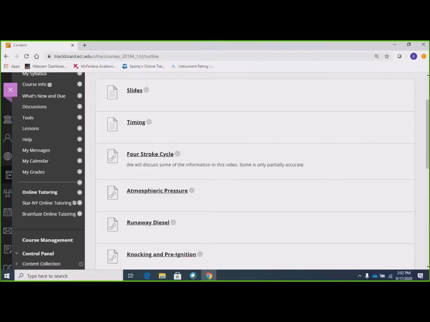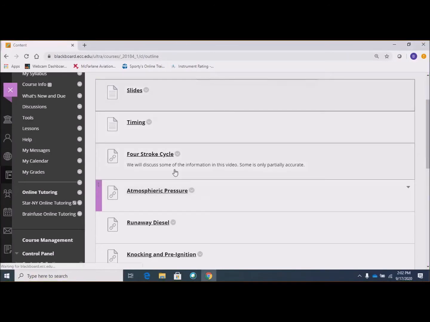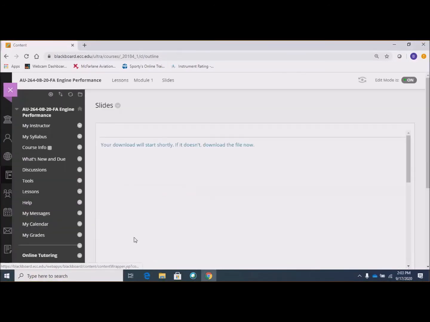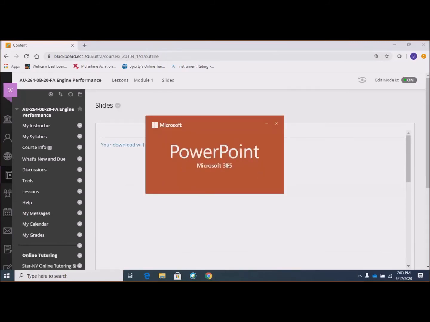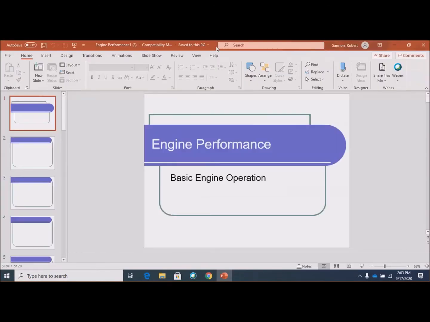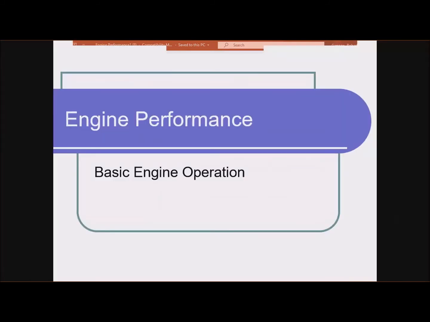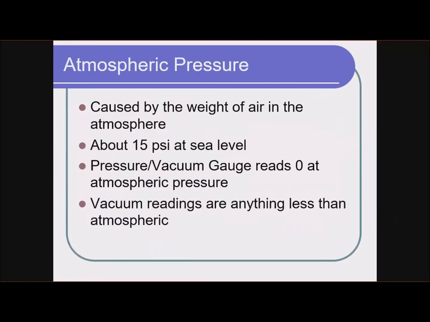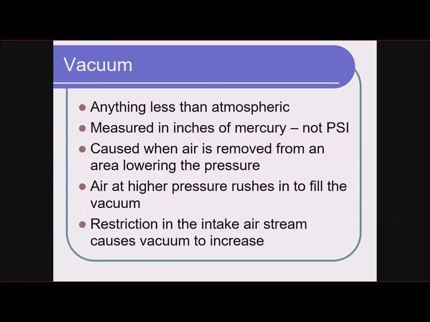Anyhow, so now we'll continue on the slides and start talking about the four-stroke cycle a little bit more. Okay, so let's go back to the slides here. Shut me off, go back to this. And where were we? All right, we were talking about atmospheric pressure, vacuum, stuff like that.